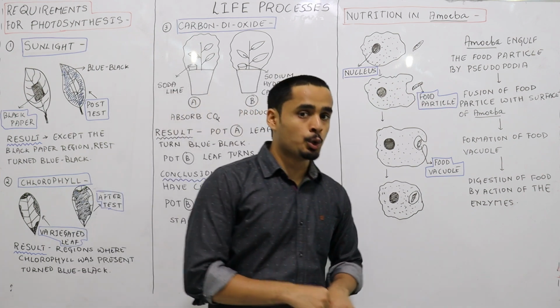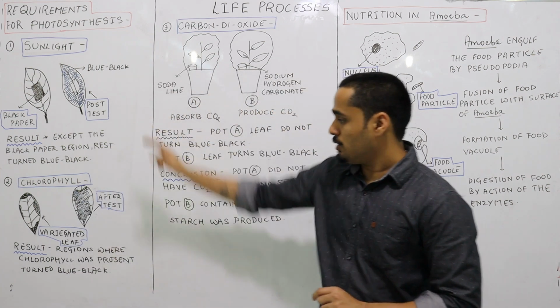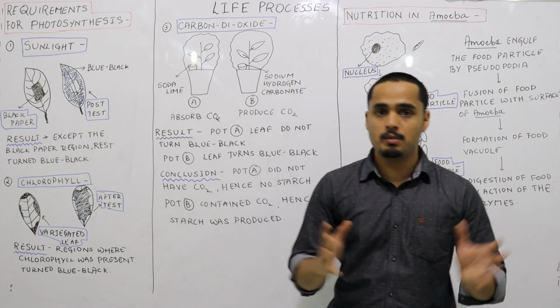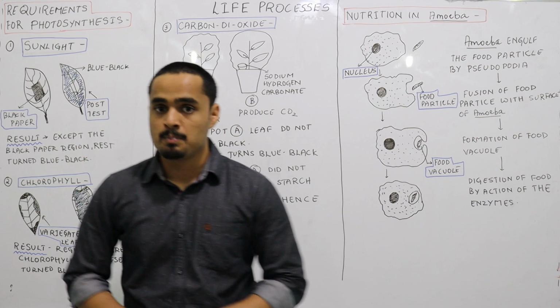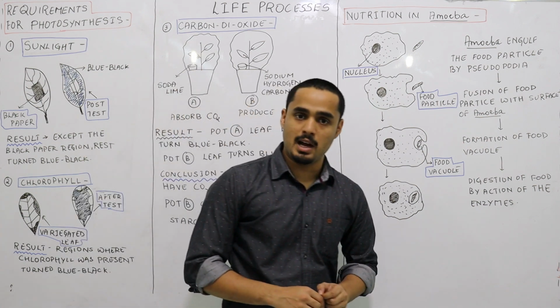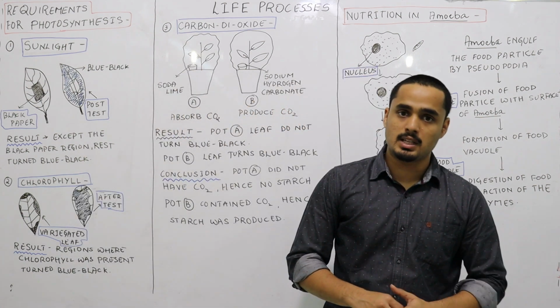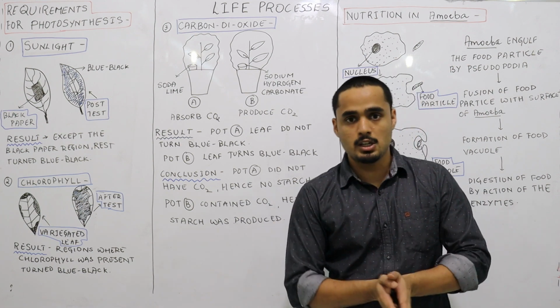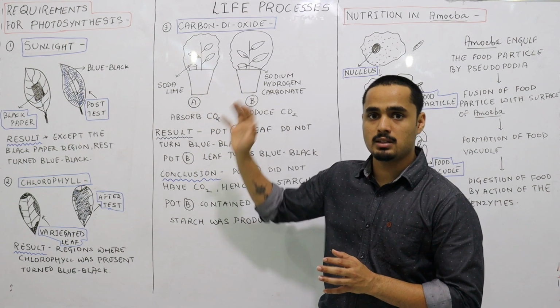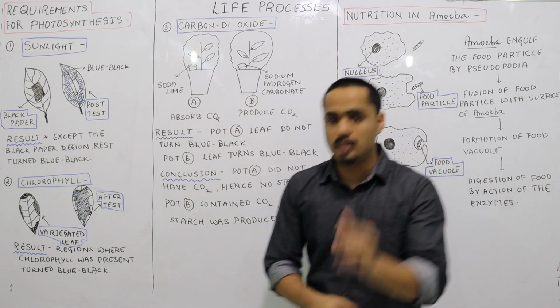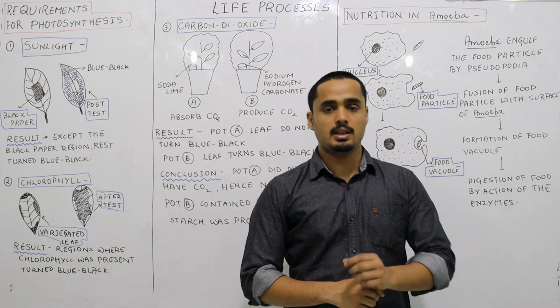Why do I have to do this? Because at the end of each of these activities, we will be taking the leaf and testing for starch. If I don't destarch, the plant will already have starch, and that will give a wrong result. So in order to get a conclusive result, we need to destarch the plants, and then we will perform this activity.